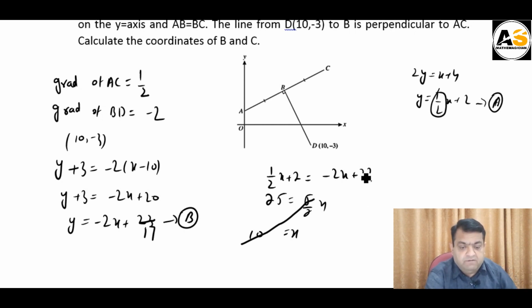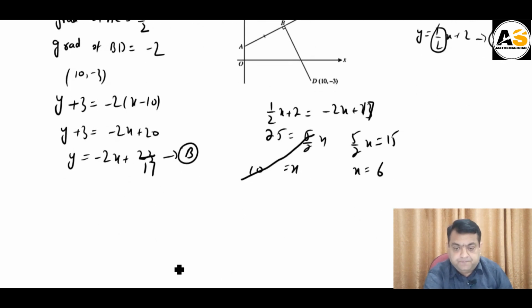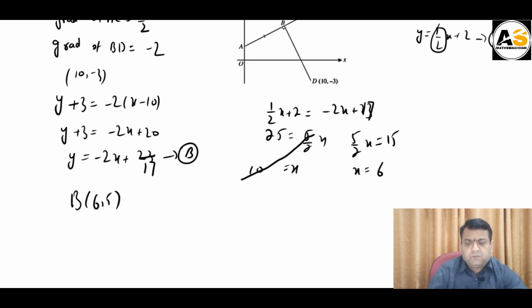By doing so, I will get 5 by 2x is equal to 15, x is equal to 6. I hope this is clear. For x is equal to 6, y will be 6 over 2, 3 plus 2, 5. So coordinates of B will be 6, 5. So we are done.